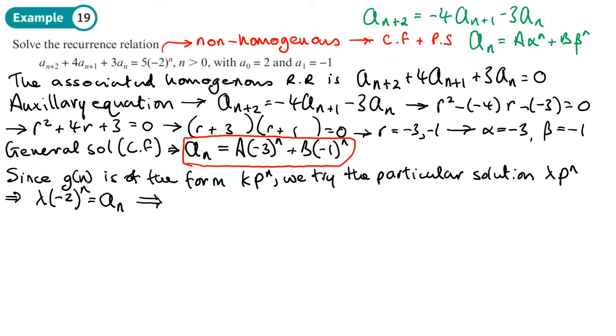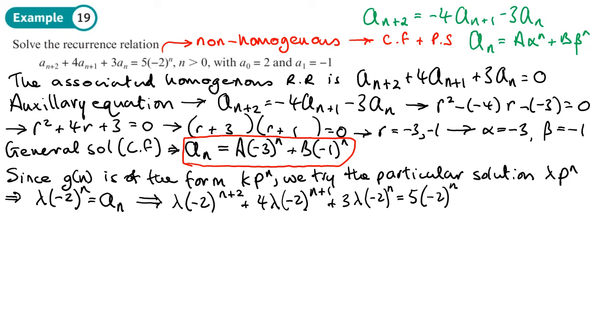So a_(n+2) will be lambda times negative 2 to the power n plus 2. Then we've got 4 lots of a_(n+1), which would be lambda times negative 2 to the power n plus 1. Then we have plus 3 a_n, so it's just plus 3 lambda times negative 2 to the n, equals 5 times negative 2 to the n. Right, so we need to solve this for lambda, and the only way we're going to do that is if we make these powers the same. Now, how do we do that?